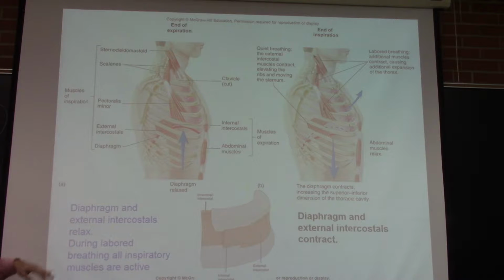If you are doing labored breathing, during exercise or because of emotions, at that time all inspiratory muscles are active. So intercostals and many other types of abdominal muscles are also active at that time as well. These muscles are considered the muscles of inspiration. The sternocleidomastoid that we talked about, scalenes and pectoralis minor, external intercostals, all of those are active at that time, and are considered the muscles of inspiration.